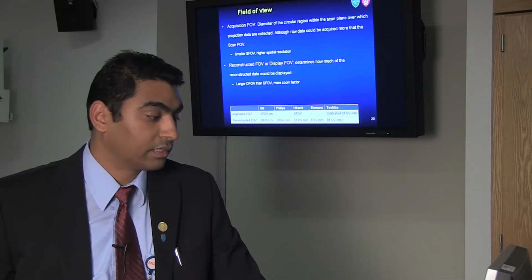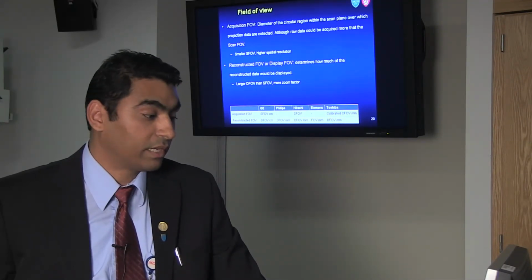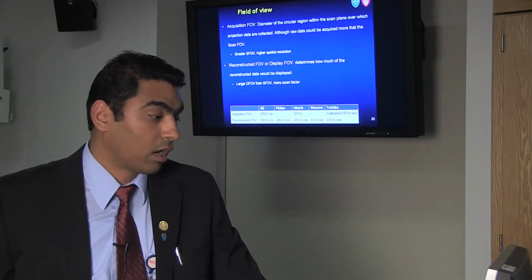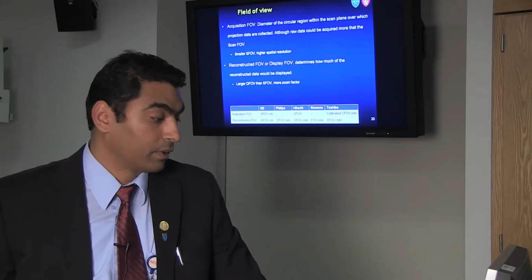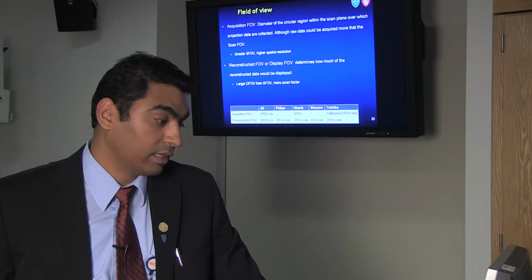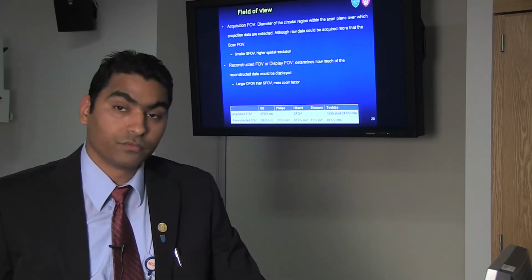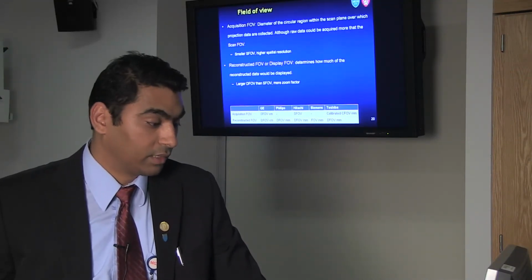And the next parameter is the reconstructed field of view, or the display field of view. This determines how the reconstructed data will be displayed. If we have a larger DFOV than the scan field of view, we have a zoom factor greater than 1, and it blurs the images as we zoom higher.